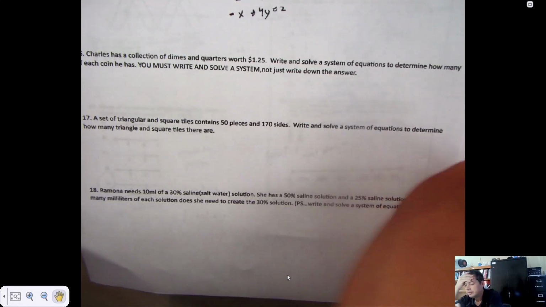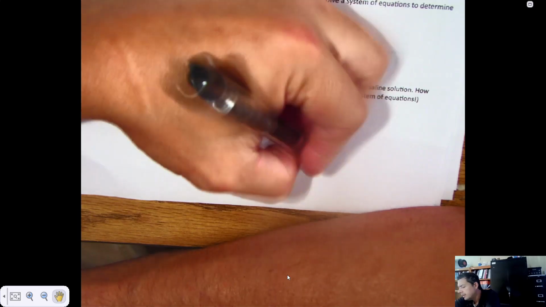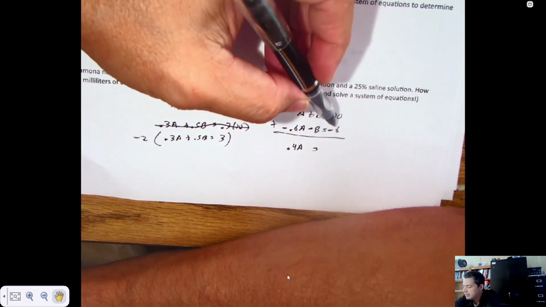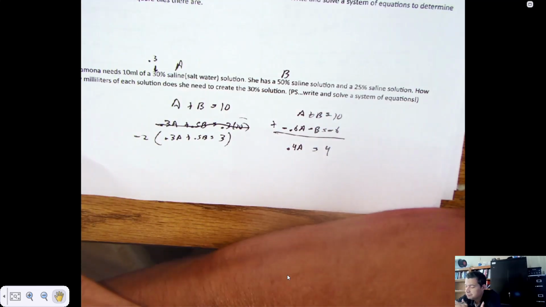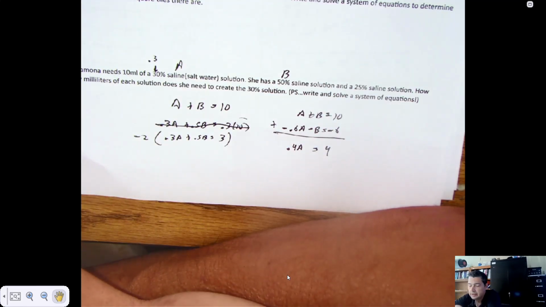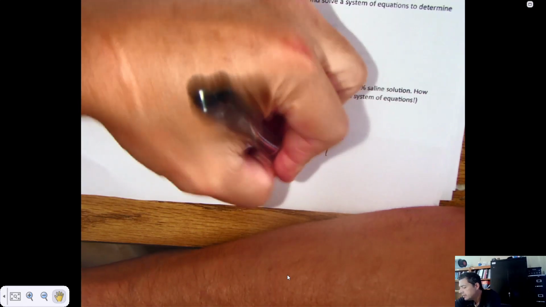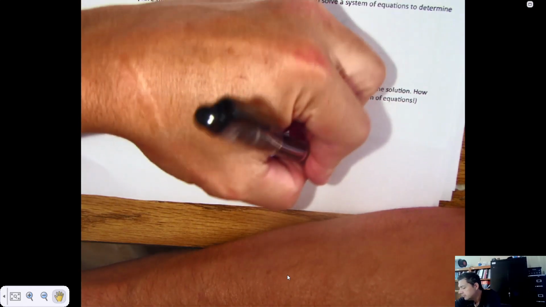And I'm only going to do one of these word problems. They all work pretty much the same. The b's cancel. And 10 minus 6 is 4. All right. Now you're going to divide both sides by 4/10, which I'll write as a fraction.